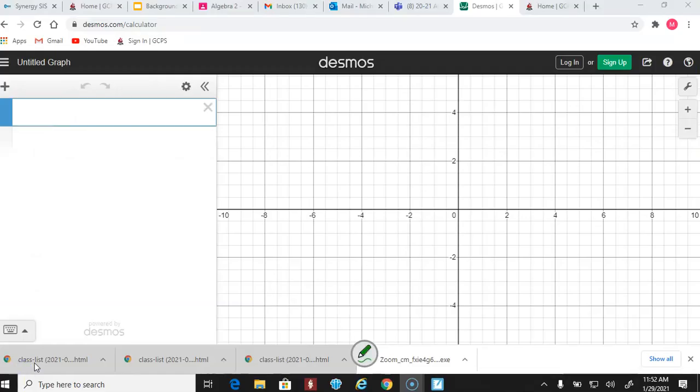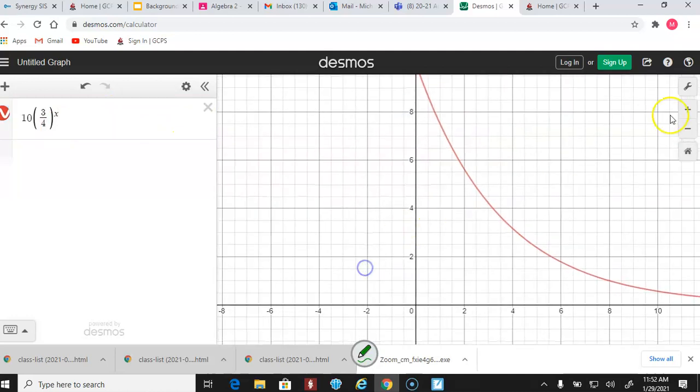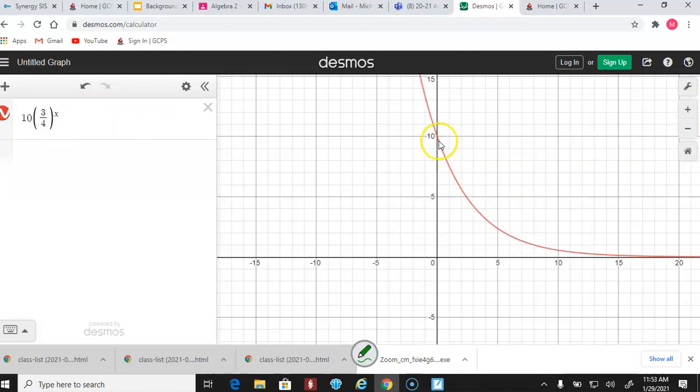So I went to Desmos, and I'm going to put this equation into Desmos. I'm going to do 10, and in parentheses, I'm going to put the 3/4, and then I'm going to go Shift 6 to go out of that parenthesis, and then I'm going to do Shift 6 and take that to the x power. Hopefully you can see this graph, and I'm going to move it over so we can see a little bit better, and I'm going to zoom out. Can you see that the y-intercept of this graph is at 10 right here, 0, 10? Y'all see that?